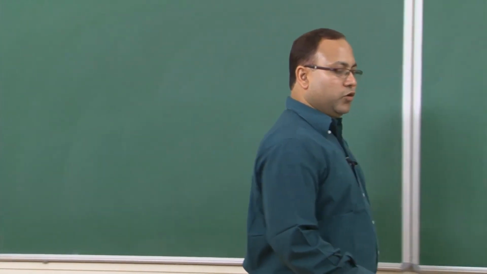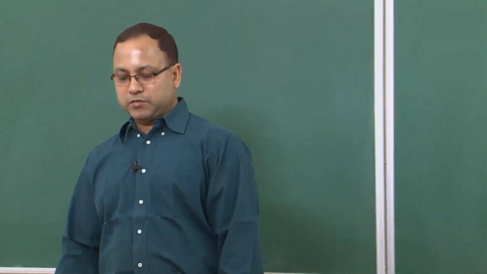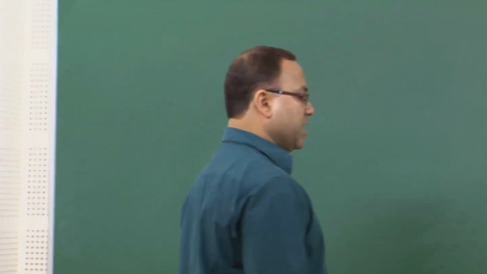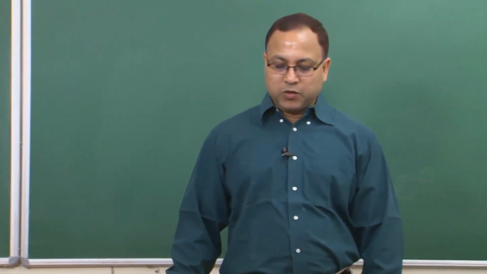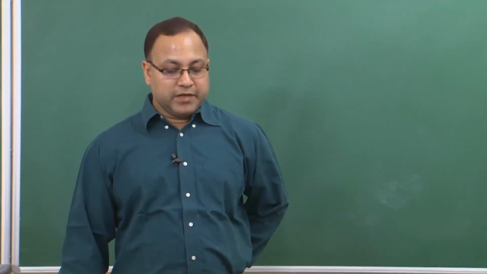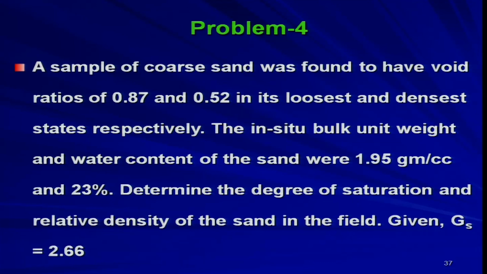Welcome to the course Geology and Soil Mechanics. In the last couple of lectures, we have solved 3 problems, and now we will take the 4th problem on the relative density calculation. Problem 4 says: a sample of coarse sand was found to have void ratios of 0.87 and 0.52 in its loosest and densest states respectively.